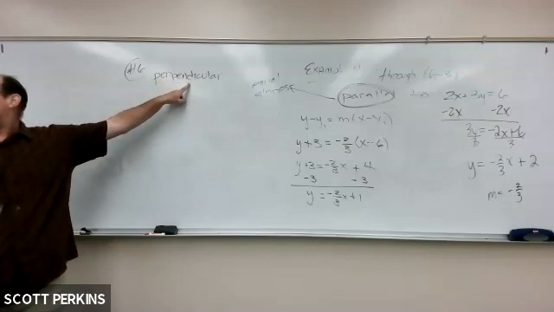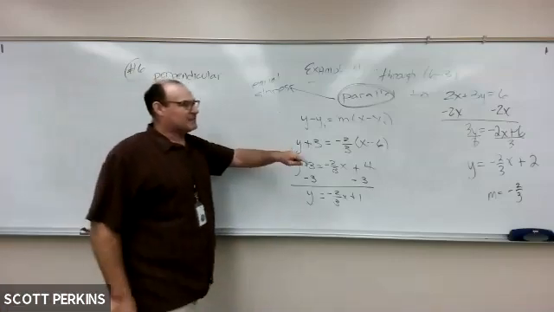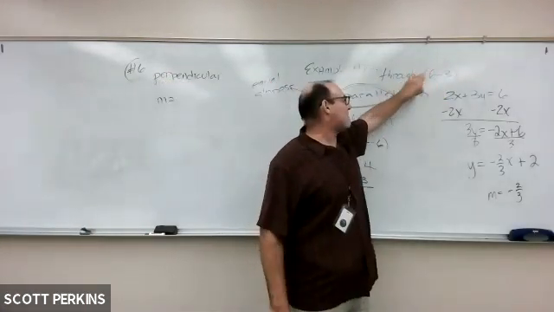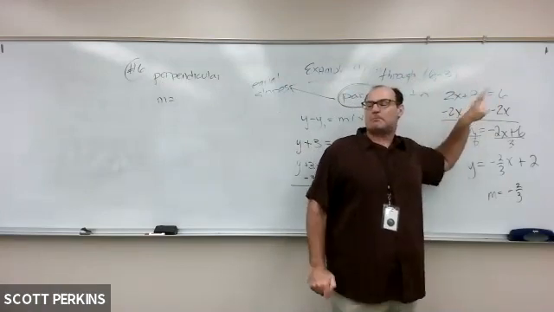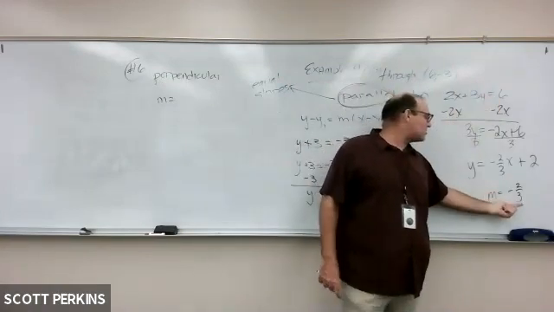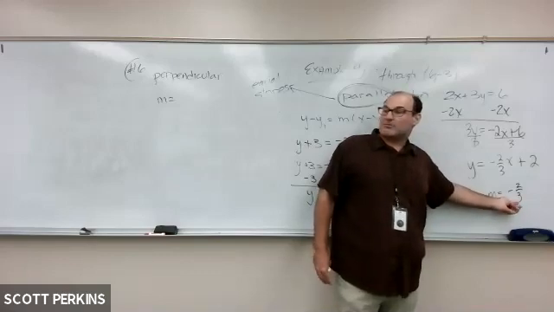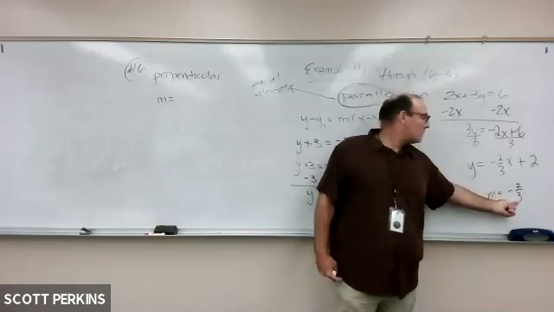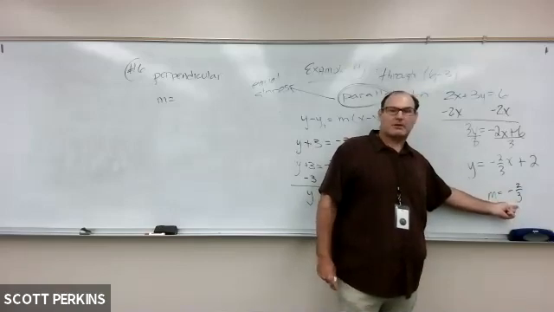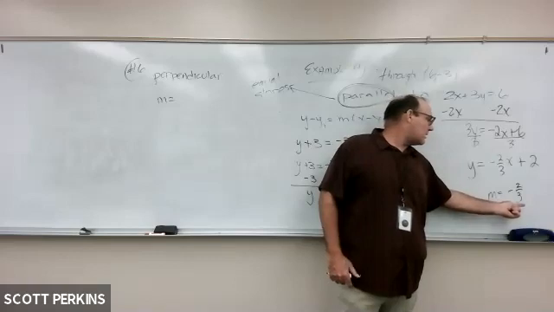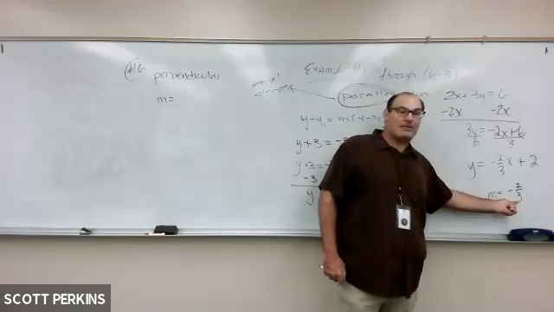So since the word is perpendicular, everything else is the same. Same point, same equation. It's just perpendicular. Here's the equation of the line that I was given. This is review from last time. What's the slope of the perpendicular line? How do I find that? We've got to do the negative and the reciprocal.